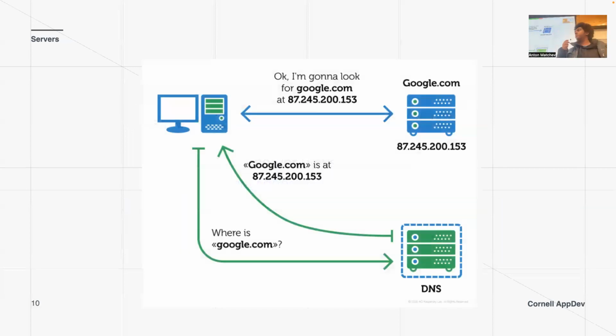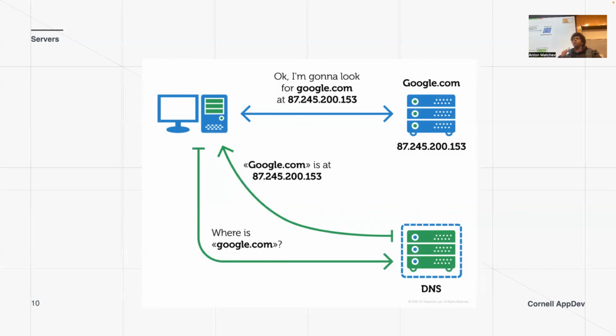So here's a nice diagram. Imagine you're the computer on the top left, you're the client, and you want to find google.com. You type that into your browser, you send it. That request is routed to a DNS server somewhere in the world, and it looks up in its inner table that google.com is mapped to that IP address.